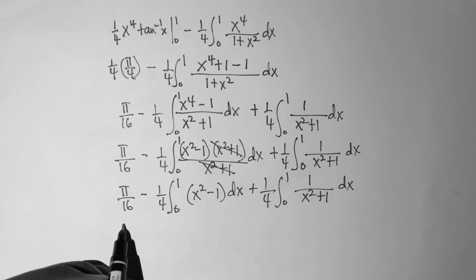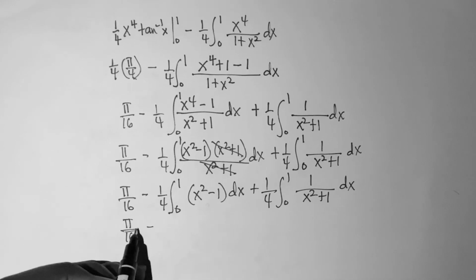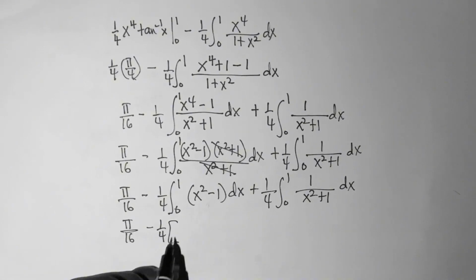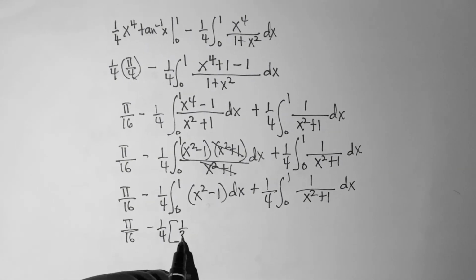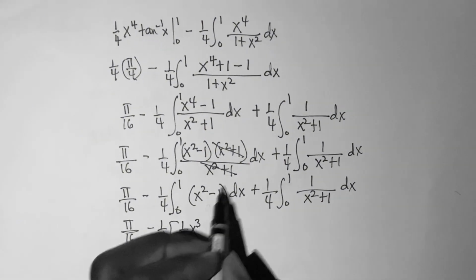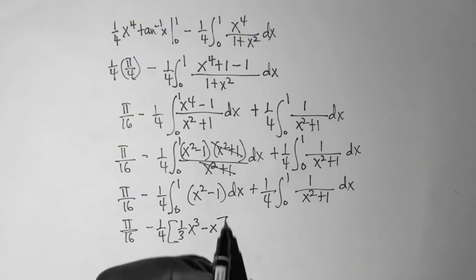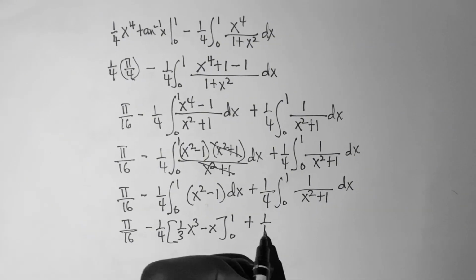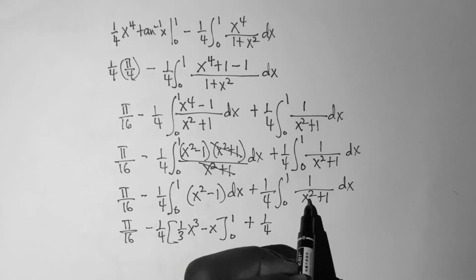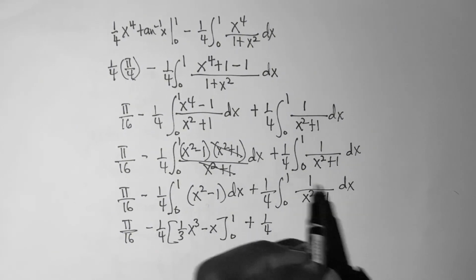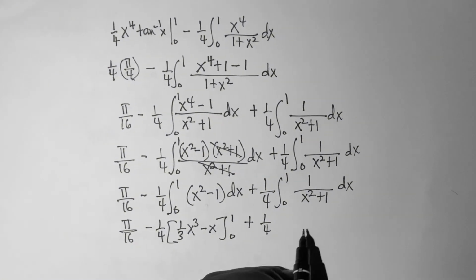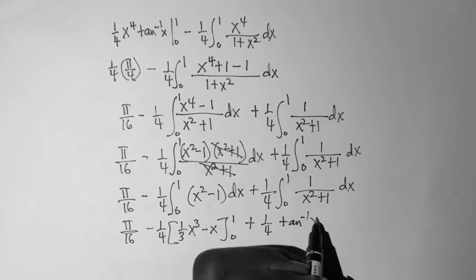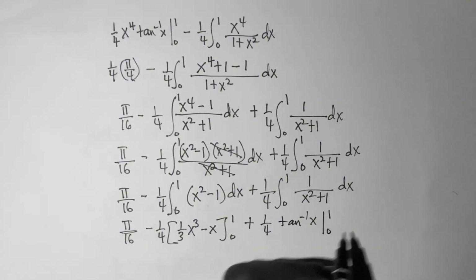So this is equal to pi over 16 minus, this is 1 over 4, then times, if you integrate x squared, you get 1 over 3 x exponent 3. And if you integrate minus 1, you get minus x. All of this evaluated at 0 and 1. Then plus 1 over 4. Now, 1 divided by x squared plus 1 dx, if you integrate this, is the same as tan inverse of x. So this is tan inverse of x evaluated at 0 and 1.